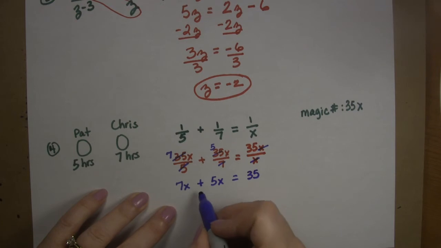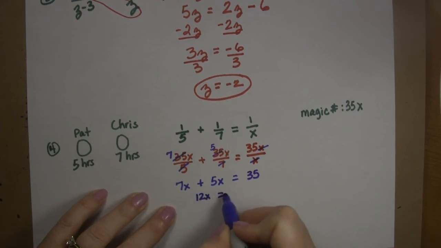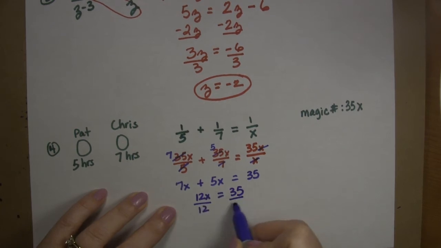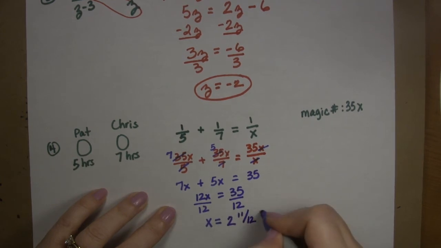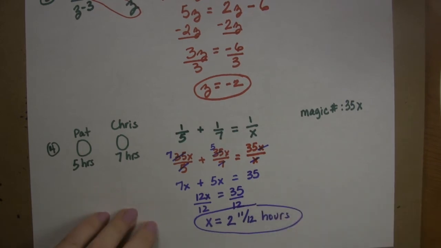7x plus 5x will give me 12x equals 35. I divide both sides by 12, I get x equals 2 and 11/12 hours. So it will take them almost 3 hours to do it together. All right, let's take a look at number 5.